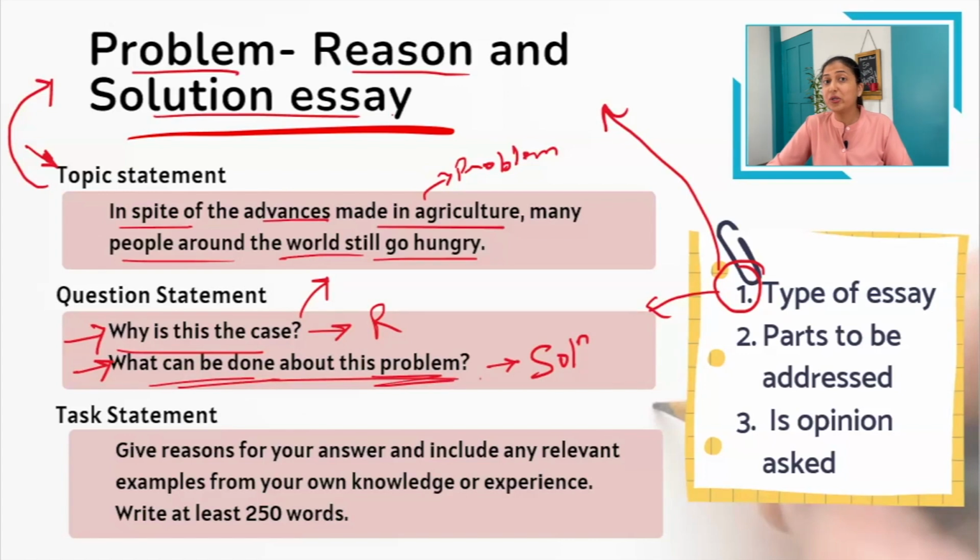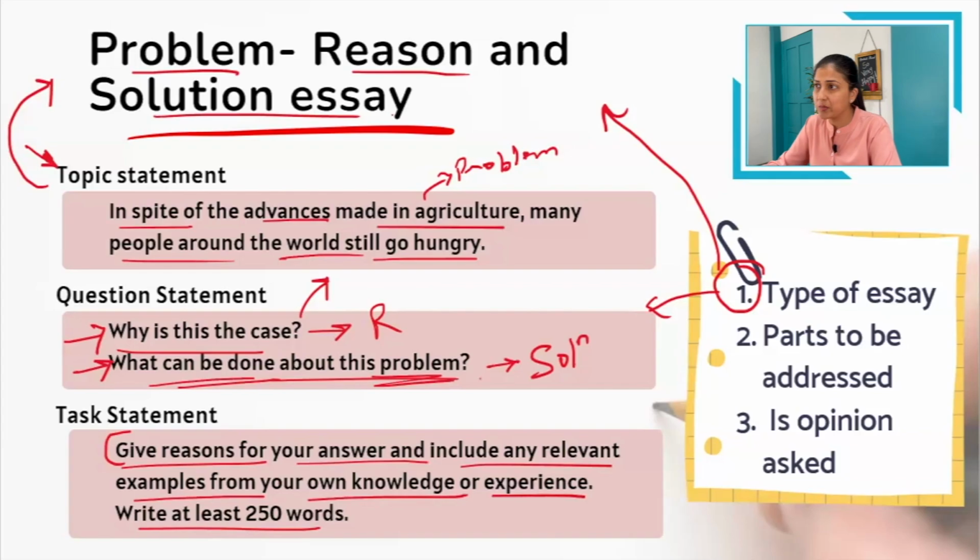Cool. Let's move on to the task statement now. So, this task statement says, give reasons for your answer and include any relevant examples from your own knowledge or experience and write at least 250 words. Again the same. What I notice here is that task statement is common for opinion essays, for discussion essays and also for problem, reasons and solution essays. Is it going to be the same for advantage, disadvantage and mixed category type of essays? Feels like, because so far it's the same. So it feels like it's going to be the same for the other two types as well. We'll come to it when we reach there.